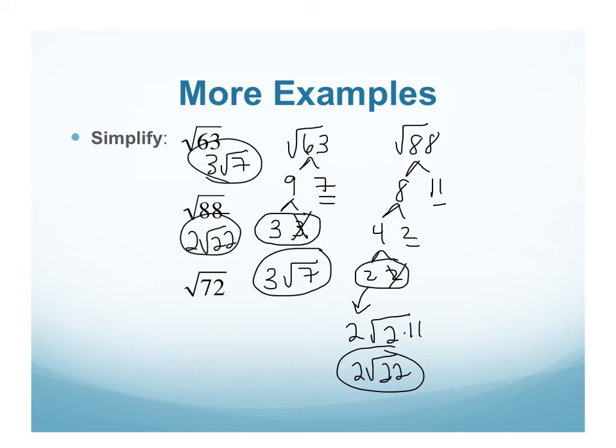Right now I would like you to pause the video and do root 72 on your own. When you come back, I will give you the answer, but I will not show you the work. Okay, hopefully you took a chance to try this one on your own. You should have gotten 6 root 2. Again, you can use either method, I don't care, but you should have gotten 6 root 2 either way.